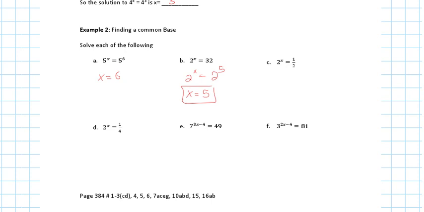All right, 2 to the power of x equals a half. How would I write the right side? How would I write the right side as 2 to the power of something? Then you get negative 1.